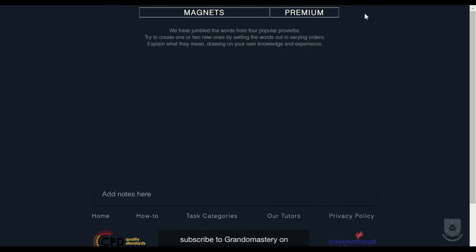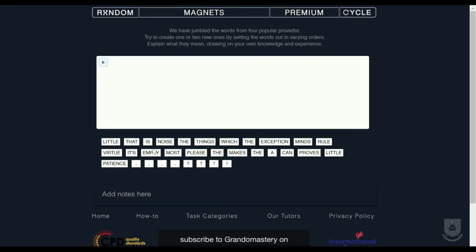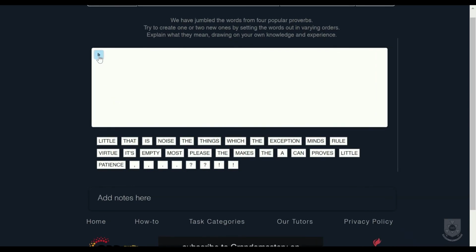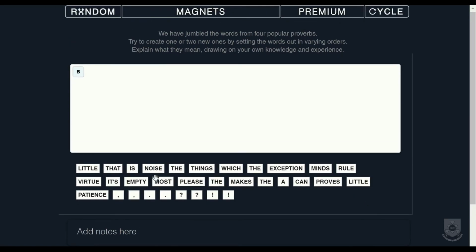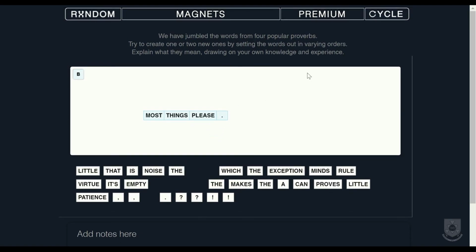The next is magnets. Well, you have seen these activities before. There are so many games related to this. You can actually make it bold for your convenience, and then you can make a new proverb. Yes, so for example, most things please, and then let it be full stop, because really there are so many things that are pleasing, even staying at home during the COVID.